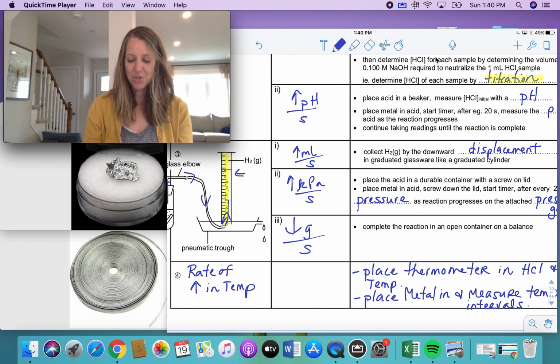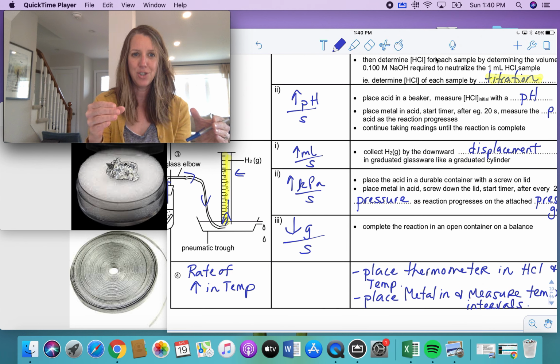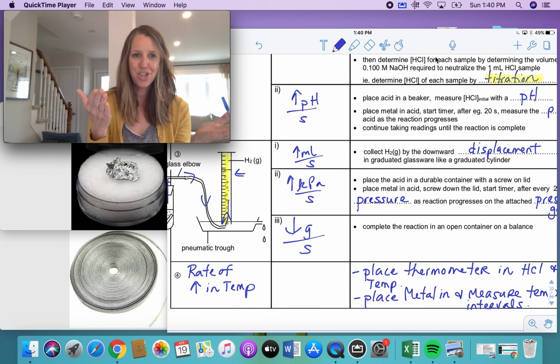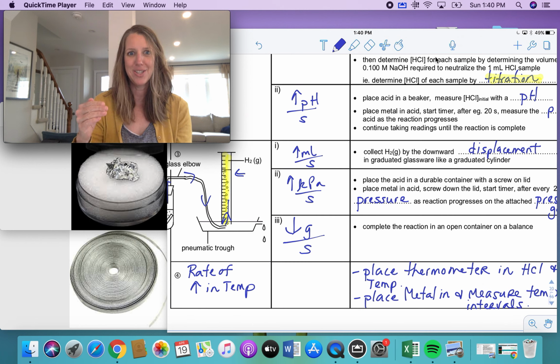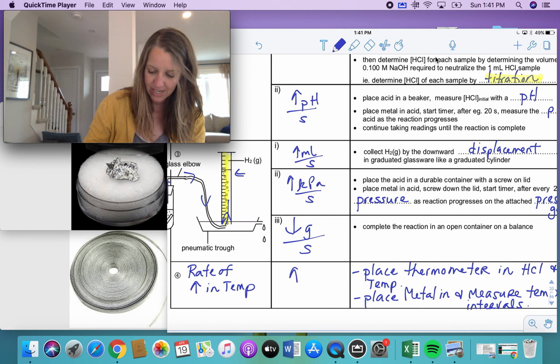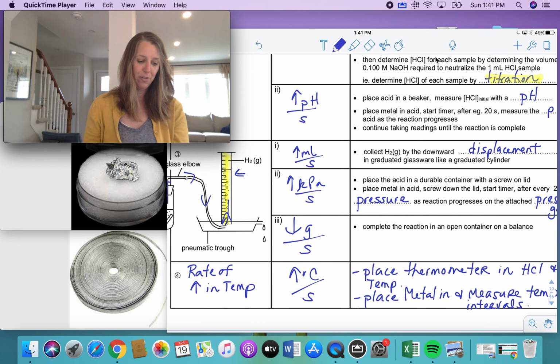What if you wanted to measure the rate by the increase in temperature? If we did this in the lab, you'd see that it's very exothermic, so it's going to get really hot to the touch, and we would set our test tube either in a beaker or in a test tube rack. But what if you wanted to measure the temperature change over time? Yep, you could do that too. The faster it gets warmer, the faster the rate of the reaction would be. So you could put a thermometer in, and you could get an increase in degrees Celsius over time.